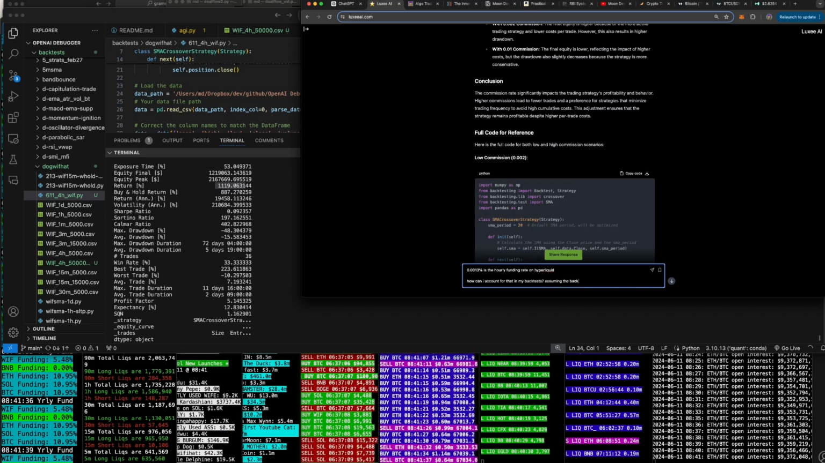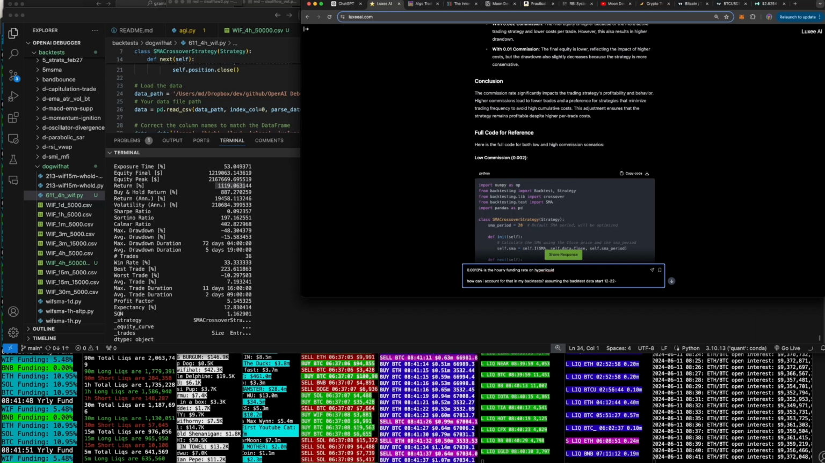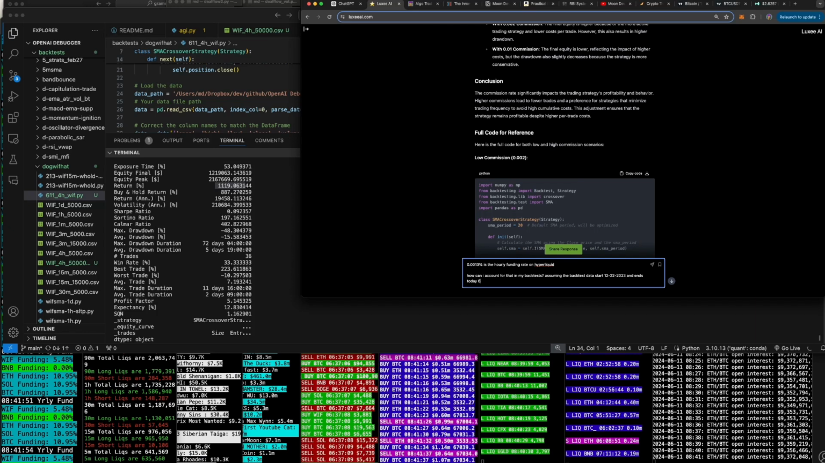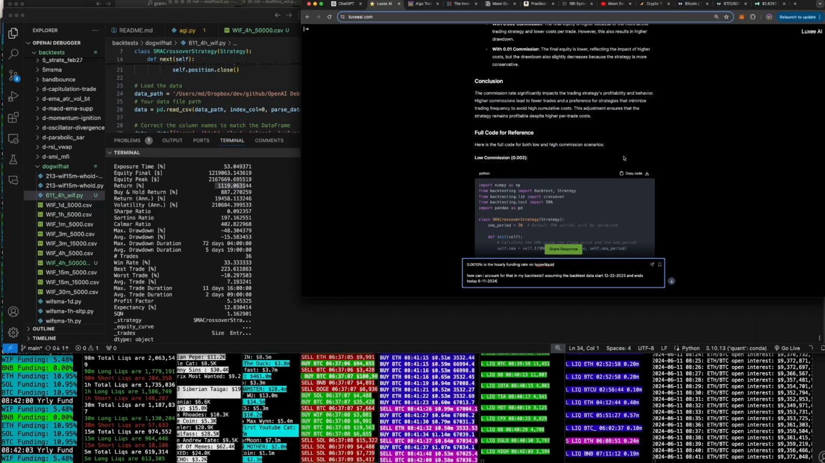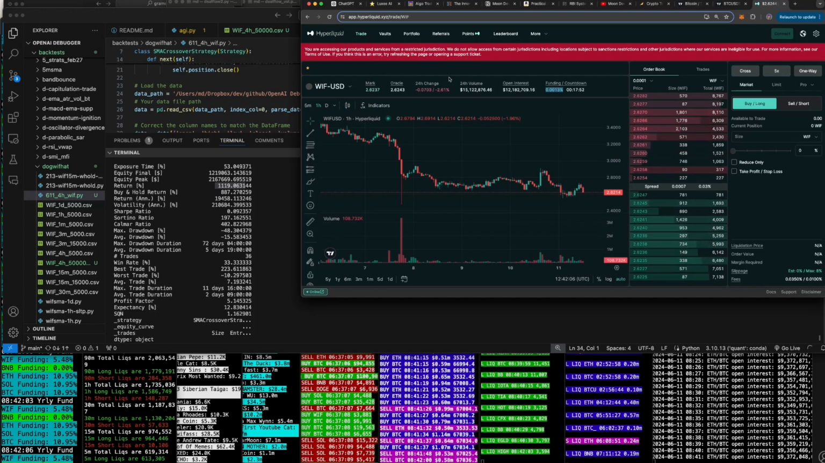Assuming the backtest data starts 12/22/2023 and ends today, 6/11/2024. So 0.001, I believe that's hourly funding. Let's go here. It's annualized. I believe it's hourly over here. You know, some are hourly, some are 4 hours, some are whatever.